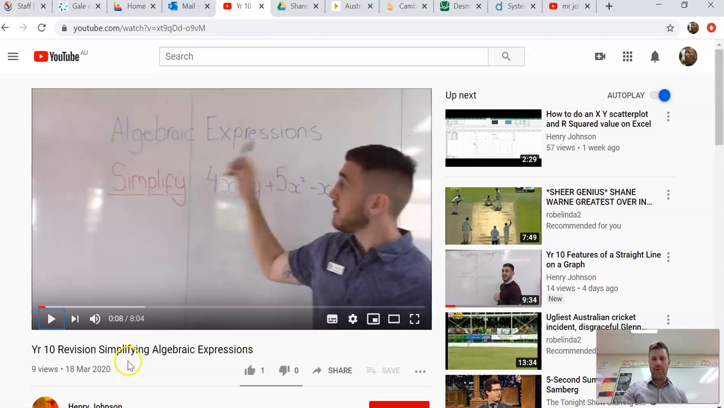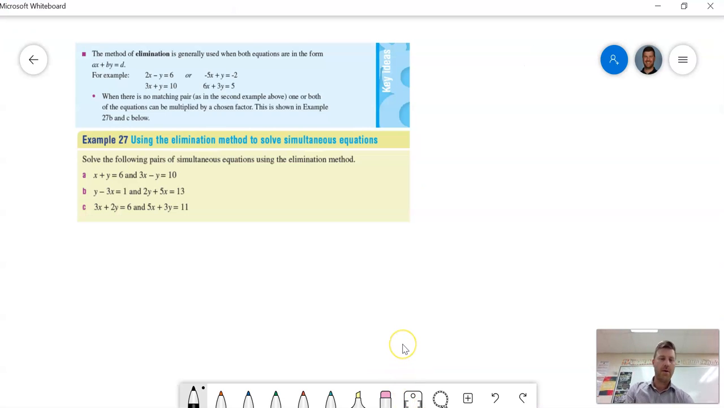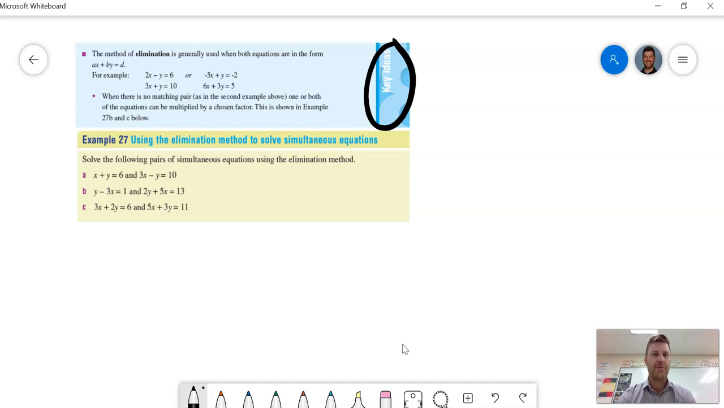Today I actually wanted to go through another example involving simultaneous equations. The other lesson we looked at some simultaneous equations and solving them via substitution. Today I wanted to go through the method of elimination. First of all, though, we'll start with our key ideas as usual, and where we would probably use elimination rather than substitution. You can see here the method of elimination is generally used when both equations are in the form of ax plus by equals d.